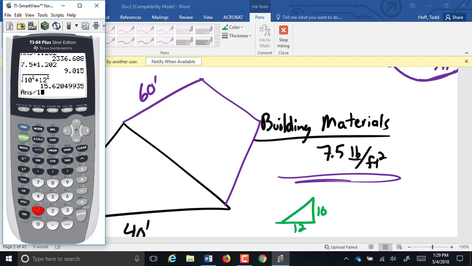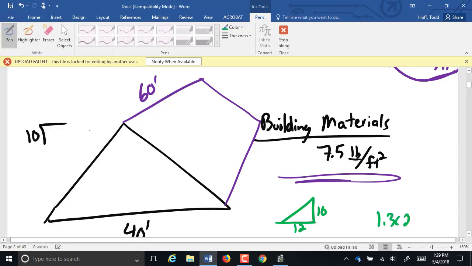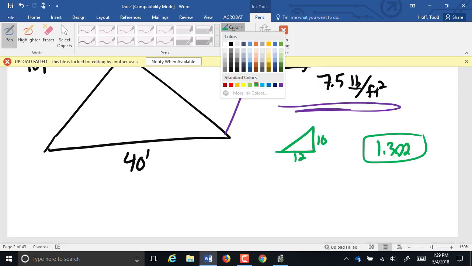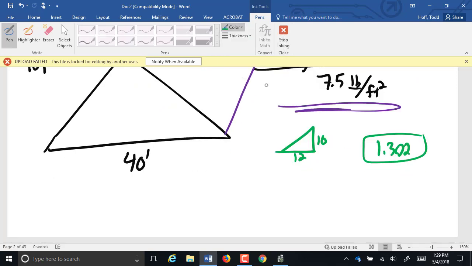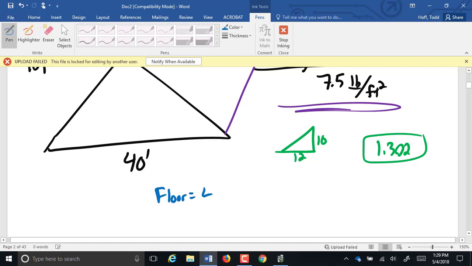Divided by 12, you're right. So we get 1.302 as our slope correction factor. Then the area of this roof is 40 by 60, or the area of the floor would be what? 40 by 60.